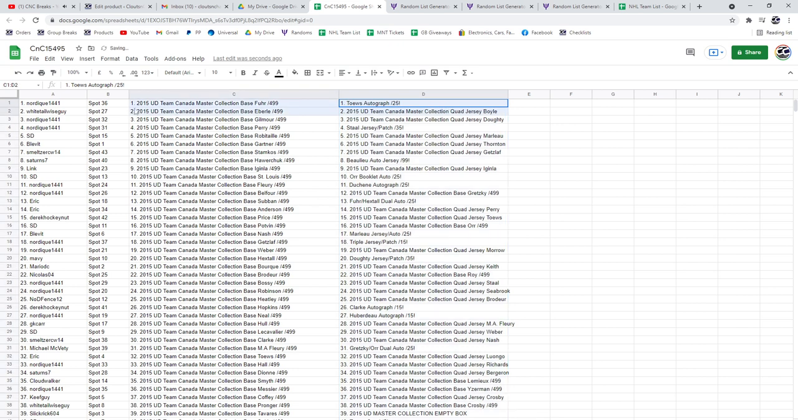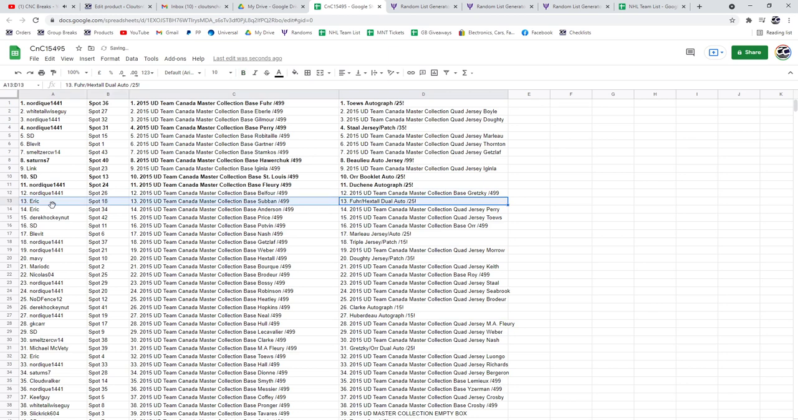Copy, paste. The Taves autograph out of 25 goes to Nordiek. The Stall jersey patch at 35 goes to Nordiek. Bolio goes to Saturns. The Bobby Orr booklet goes to SD. Duchesne goes to Nordiek. Congrats.